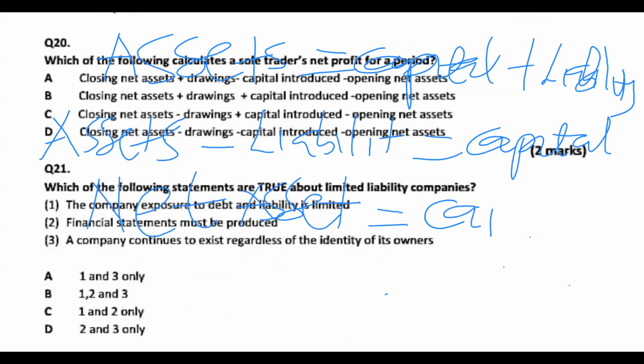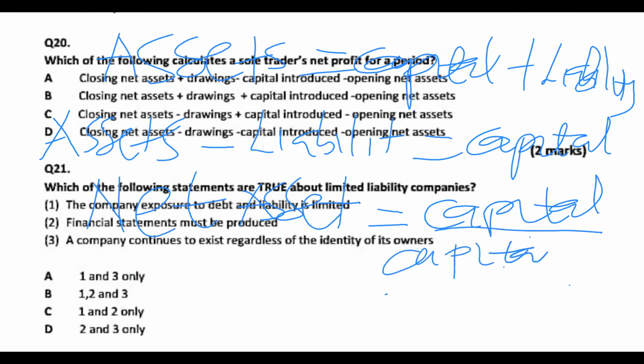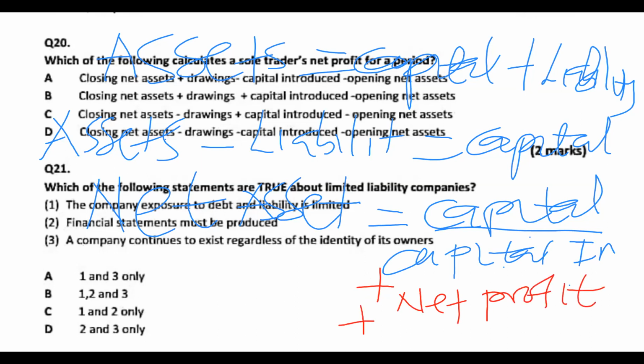To capital. Now, what are some of the things that make up capital? Under capital, you have, number one, capital introduced. Plus, to capital introduced, you add what? You are adding net profit, isn't it? Again, you are adding net profit, and you are subtracting the drawings, right?